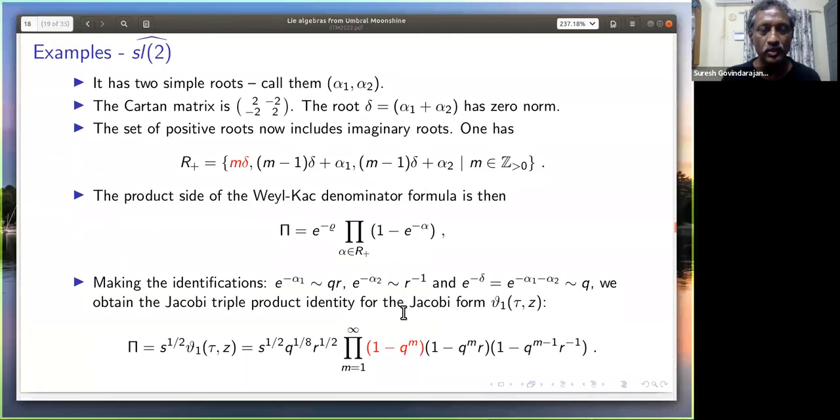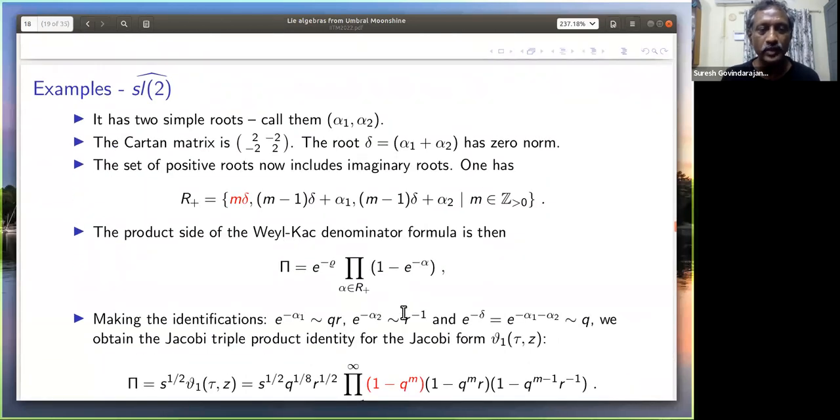Now comes a slightly harder case, SL2 hat, which again has 2 roots, but now the Cartan matrix is 2, minus 2, minus 2, and 2. And now if you look at its determinant, it is 0. So delta, which is alpha 1 plus alpha 2, or the vector (1, 1), has norm 0 now. Okay. And the set of positive roots now includes imaginary roots. So what is an imaginary root? There are some conventions in Kac-Moody algebras.